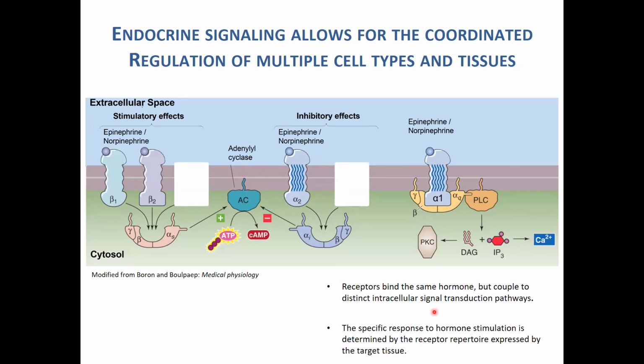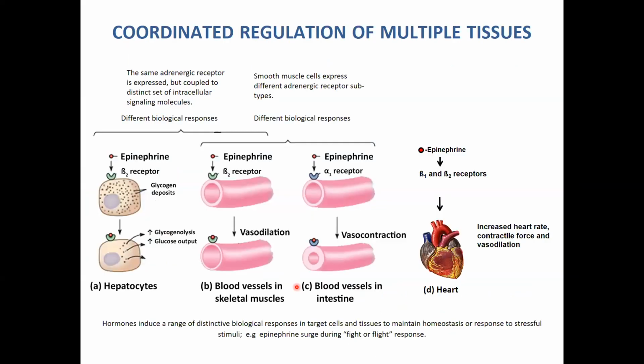So the bottom line is that the specific response for the hormone is going to be dictated by what receptor the different target tissues are expressing. And that's best illustrated by this fight or flight response to the epinephrine surge. So if you're almost in a car accident, or you see a bear in the woods, you have this big surge of adrenaline, or epinephrine, and it's going to elicit a body response.